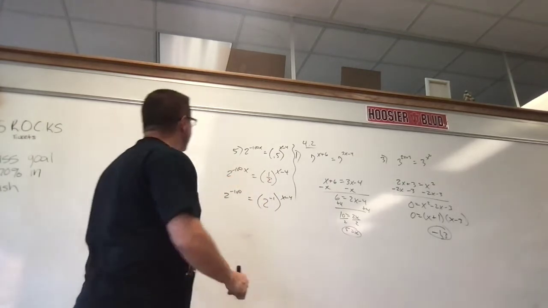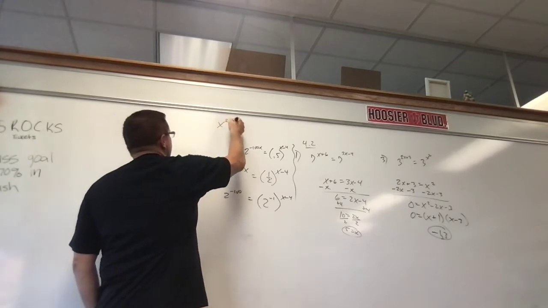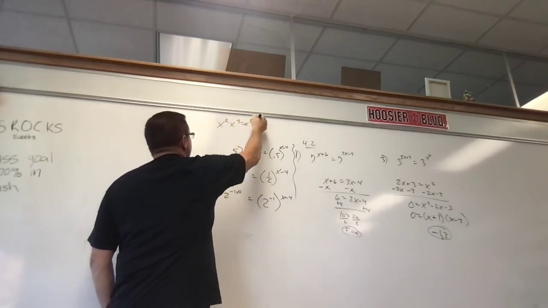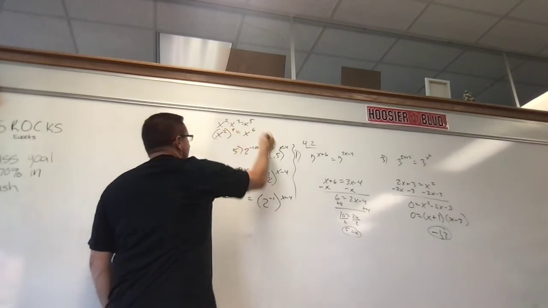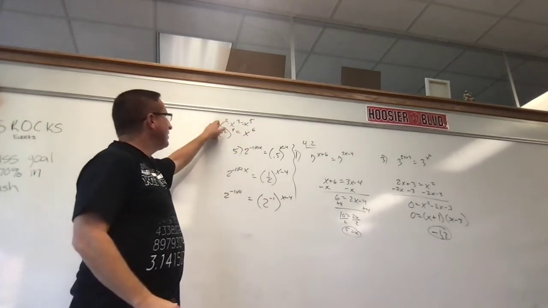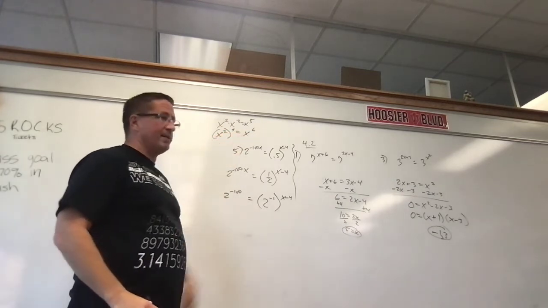You might have forgotten this. Now, way back, I know you haven't forgotten this. X to the second times x to the third is x to the fifth. If I give you x to the second to the third, remember that's x to the sixth. When you times, you add. When you have a power to a power, you times, okay?